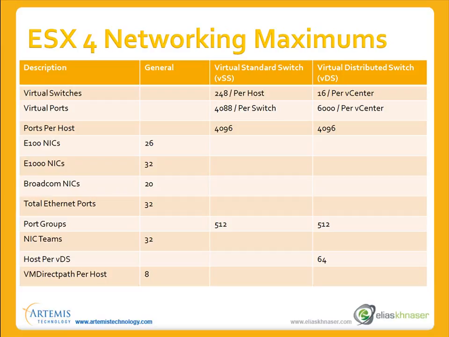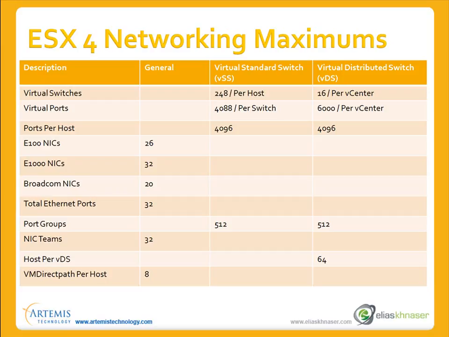Now, as far as ESX4 networking maximums are concerned, what I've done here is I've created a general column, which means that column will apply to both the standard switches and the distributed switches. So far in this lesson, all we focused on have been the virtual standard switches. The lesson that comes after this will be talking about virtual distributed switches, but I wanted to give you kind of a summary here before we wrap up this lesson about some of the networking maximums that you have with ESX4.